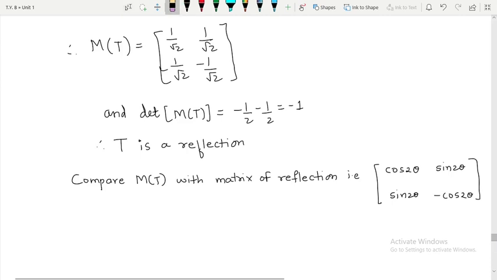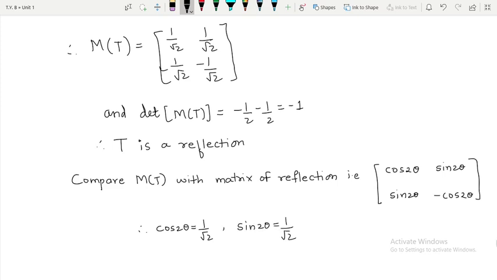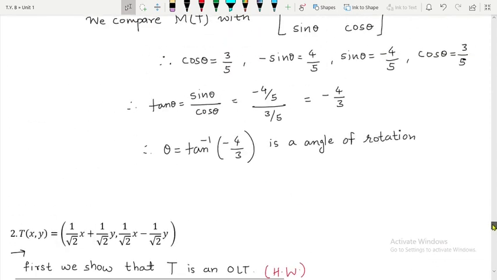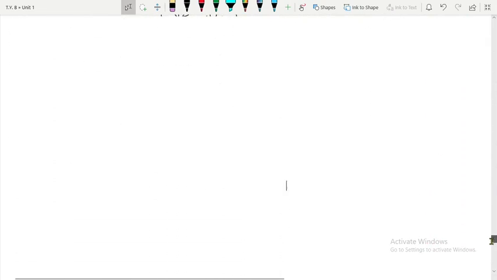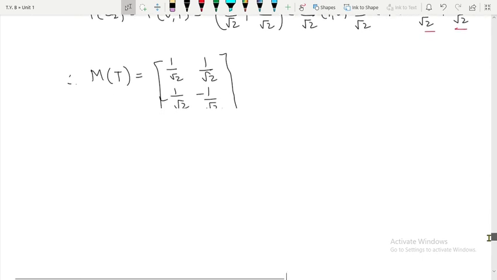So what will be my value of cos and sin after comparing? Therefore cos of 2 theta will be 1 upon root 2 and sine of 2 theta will be 1 upon root 2. So for which angle are your cos and sine 1 upon root 2? We have drawn a trigonometric table last time, right? So 1 upon root 2 is for pi by 4. So the argument should be pi by 4, for sine and cos both.